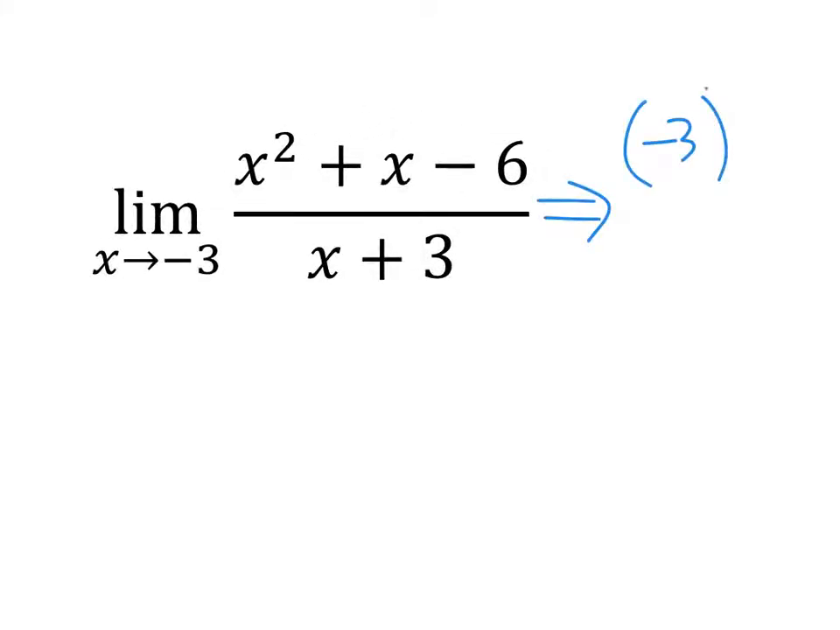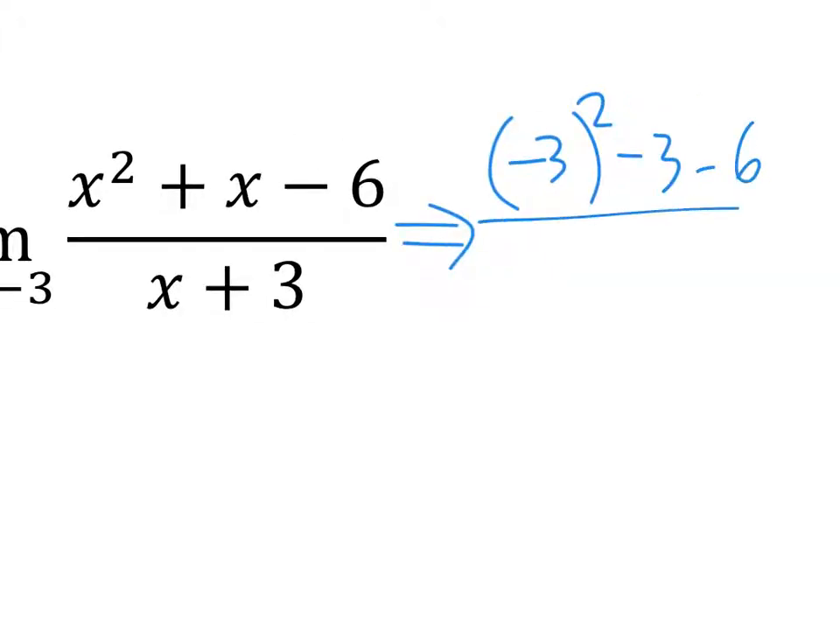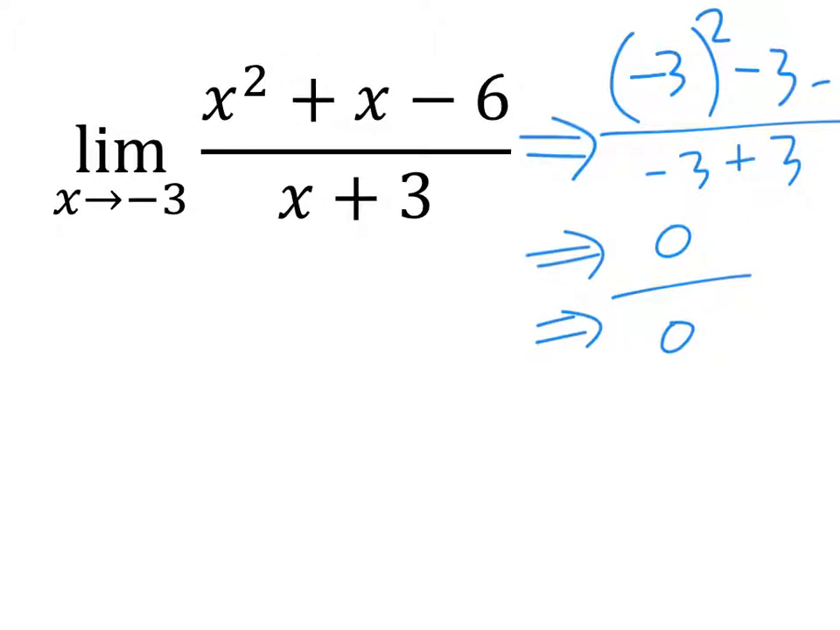Negative 3 squared minus 3 minus 6 over minus 3 plus 3. We end up with 0 over 0. 0 over 0. That's a special thing in calculus. It means it's possible, but do it a different way. Okay, so what we're going to do is factor and simplify.